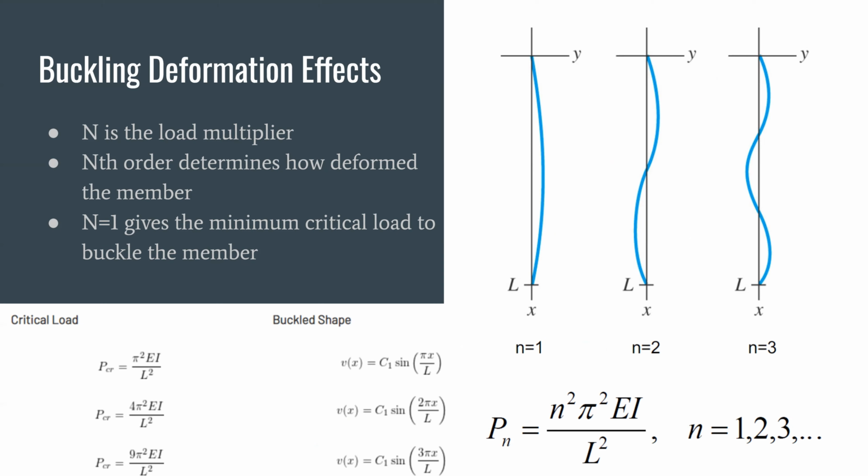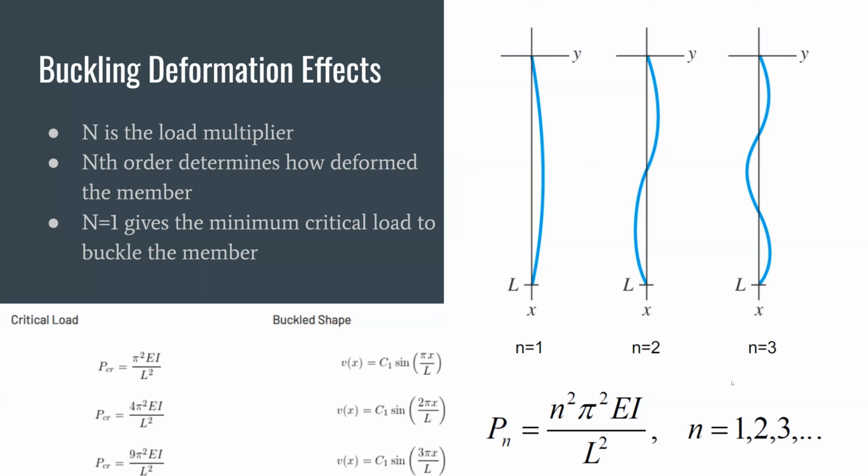So the column can carry more load until it reaches the second buckling load, n equal to 2 or n equal to 3. So when n equal to 1, the critical load equals pi squared times Young's modulus times inertia divided by length squared. And when n equal to 2, it will be 4 times pi squared EI divided by L squared. And n equal to 3 will be 9 times pi squared times EI divided by L squared.